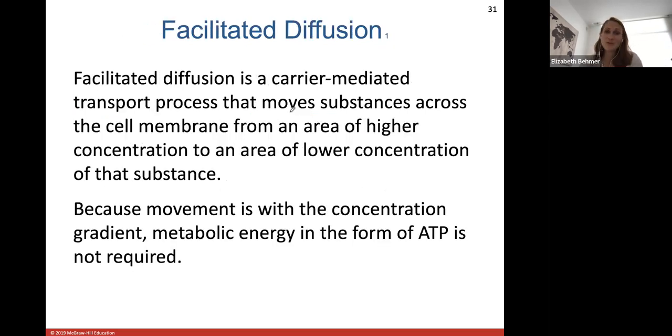So facilitated diffusion will use some sort of carrier, or think of it as a piggyback person, to get a substance across the membrane, and it will always go from an area of high to low concentration of that substance, because this will not require energy. So ATP is not required. These substances will always flow down their concentration gradient and no energy is required. The only thing that is required is some sort of carrier, like a backpack or a piggyback ride, for these substances to get across.